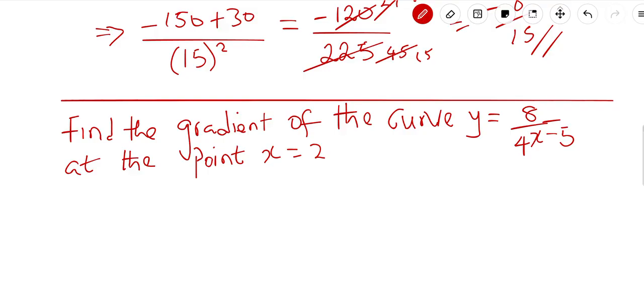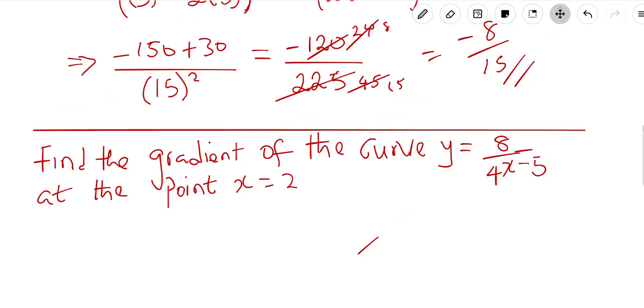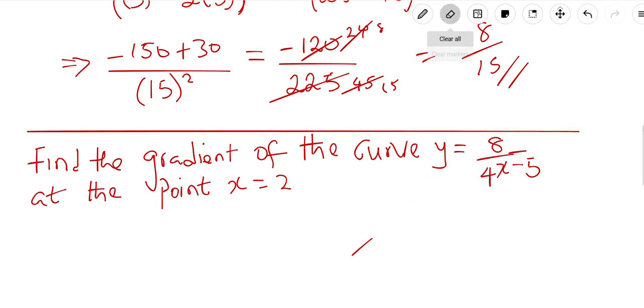But let's start with the scalar multiple rule. Using the scalar multiple rule to solve this, I'm going to incorporate the chain rule in solving this question.